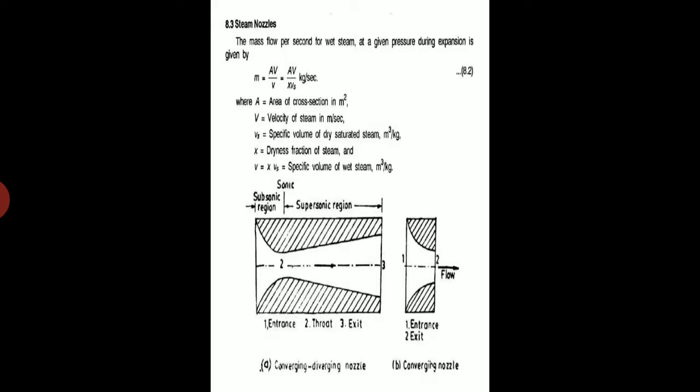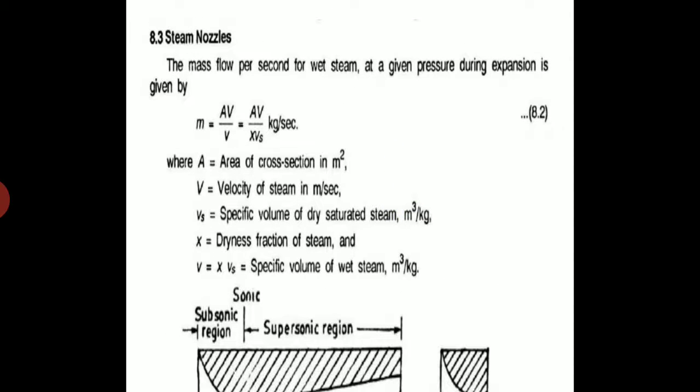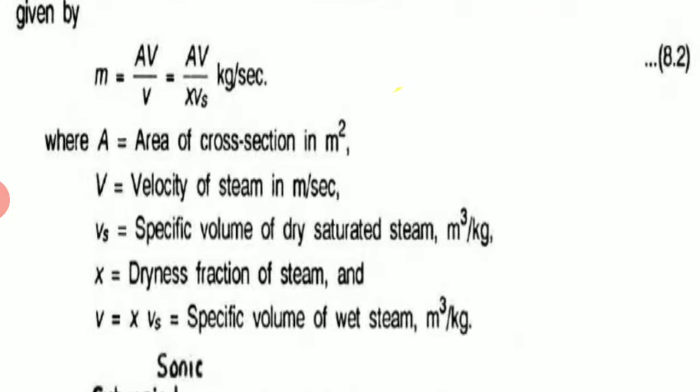Now, let us see the nozzle passages when there is wet steam. If you see, m = AV/v, that is AV/(xv_s) kg per second.